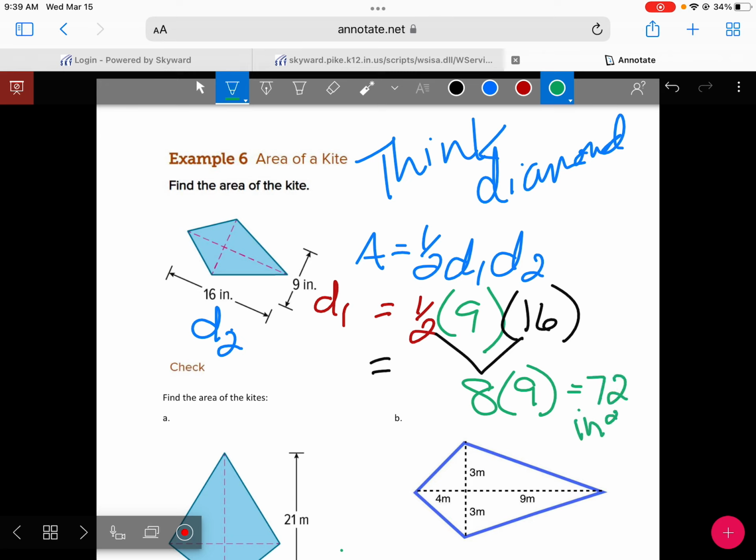inches squared. Now, you can just take 1/2 times 9 times 16 on your calculator. So there's nothing wrong with that. Okay? I'm just showing you, if you want to do it a little bit more quickly, how you take half of that number. We are done with the notes for today.